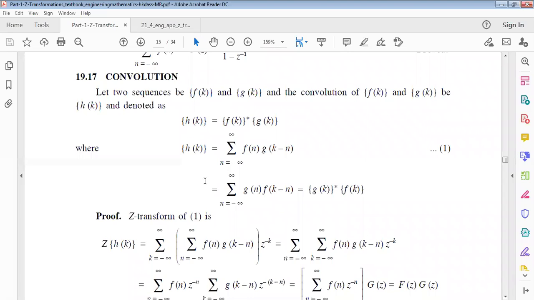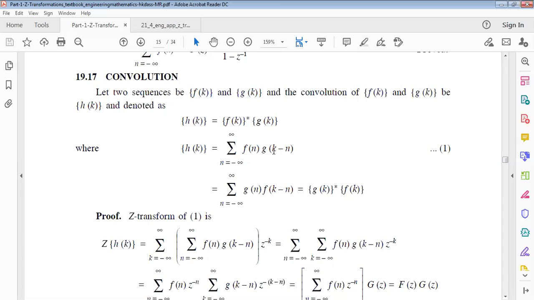Now a very important theorem, the convolution theorem for Z transformation, very important for you. Let us consider two sequences f(k) and g(k), and the convolution of these two be denoted by s(k), another sequence, where s(k) can be written as the sum from n equals minus infinity to plus infinity of f(n) g(k minus n).